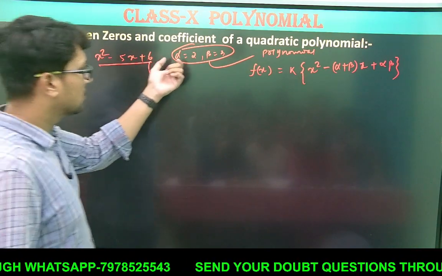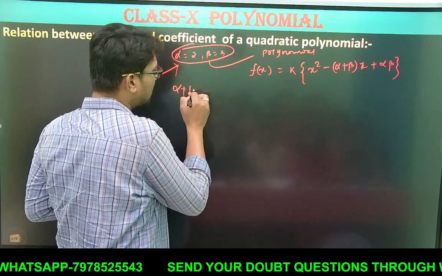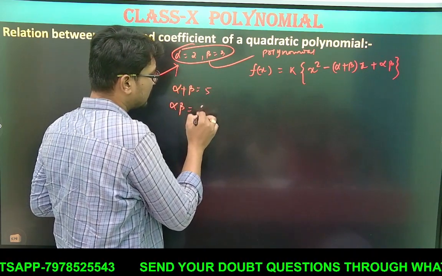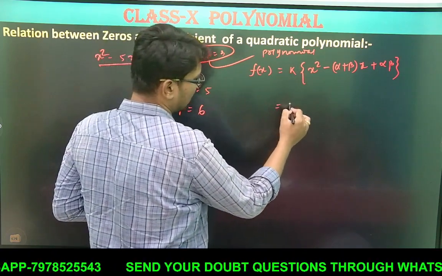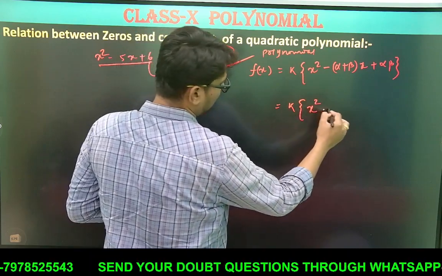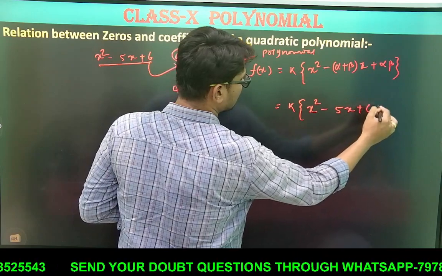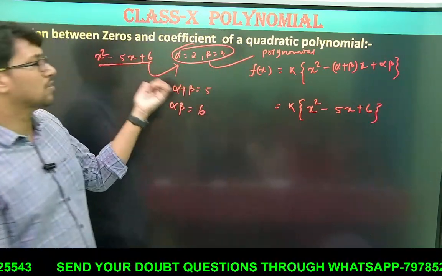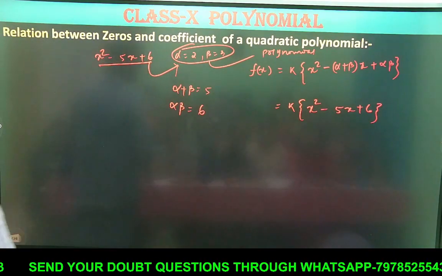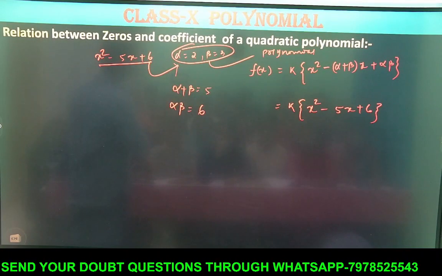Now check: alpha and beta are given, so sum of zeros, alpha plus beta, is 3 plus 2, 5. Alpha into beta is 6. Let us replace here: k into x square minus 5x plus 6. And k value is 1; k is any constant. Understood? So if zeros are given, this is how to write a polynomial.